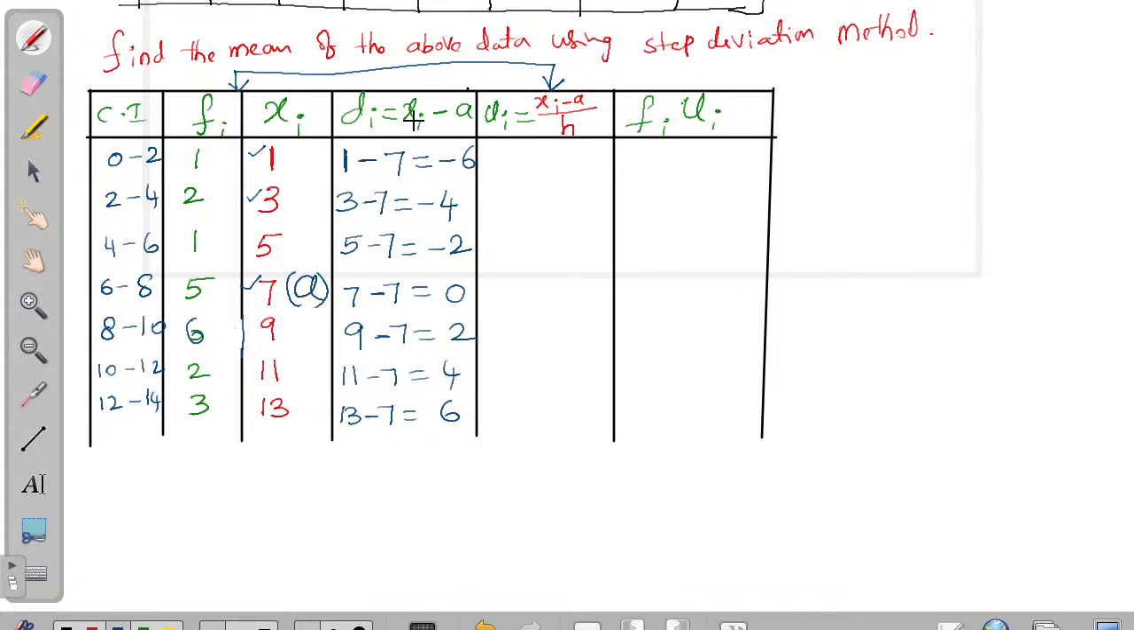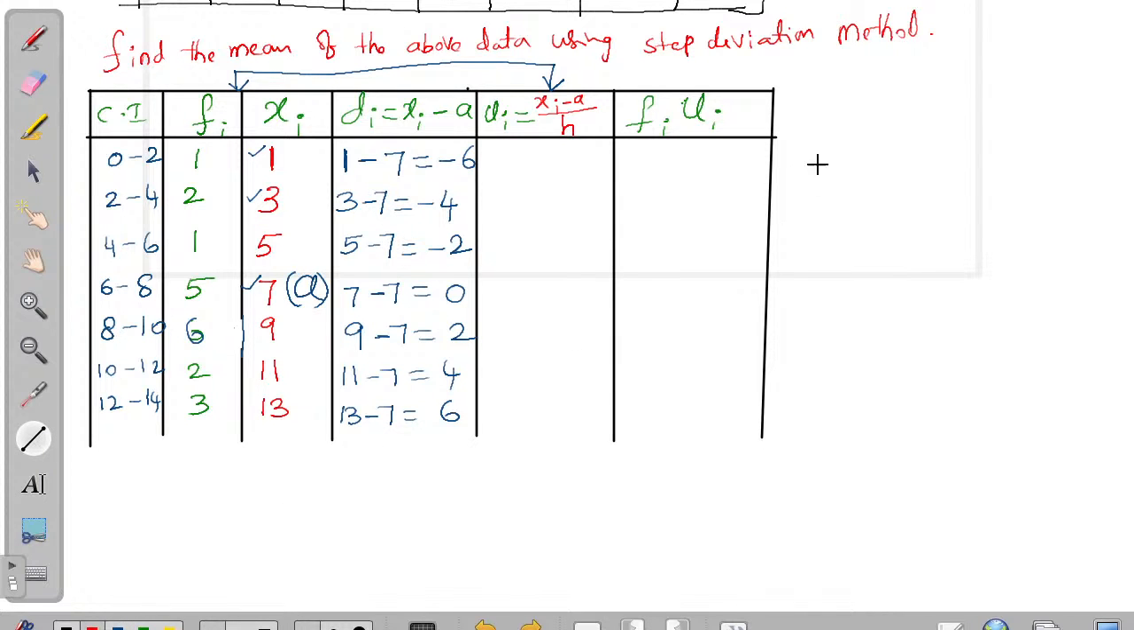Up to this column we learned in the previous class. Now here one more new column is there called ui. The formula for ui is xi minus a by h, means this value by h. Now tell me what is the value of h? We have to find the value of h here.